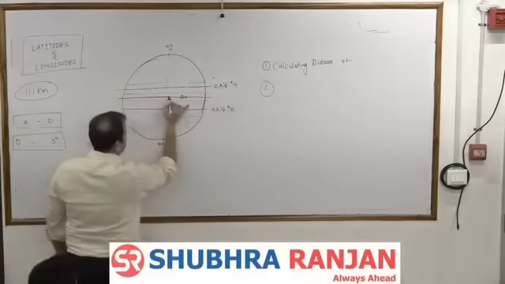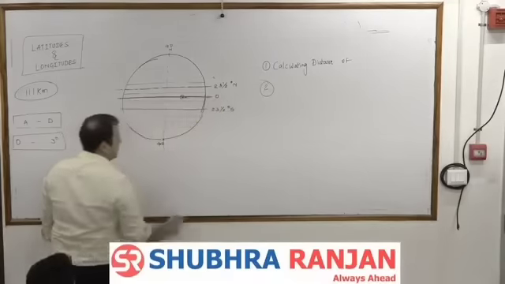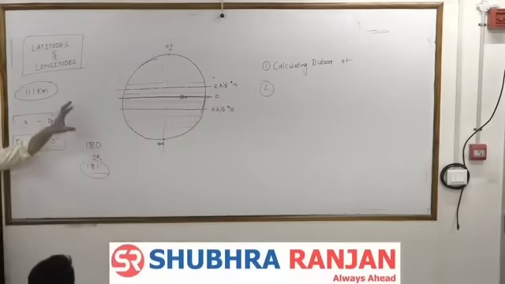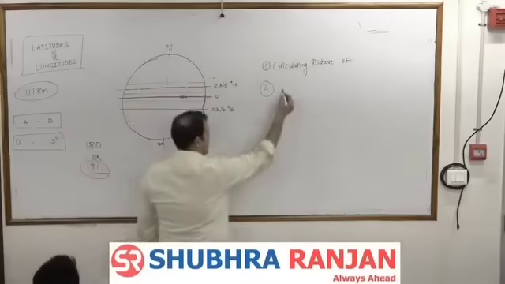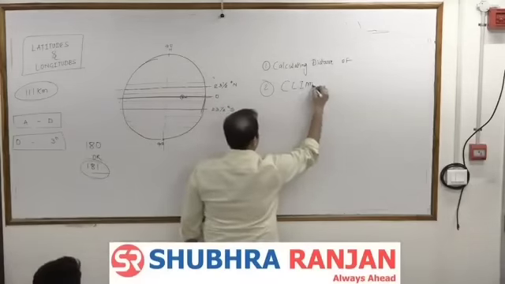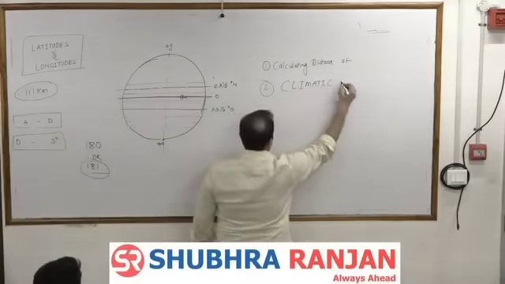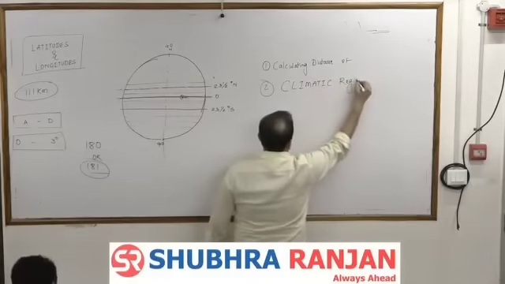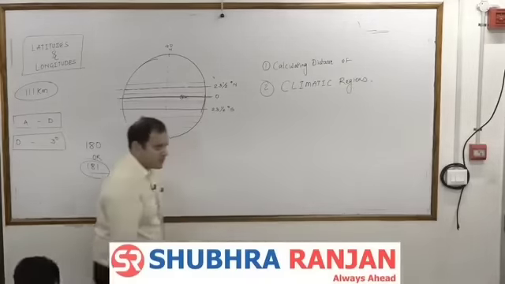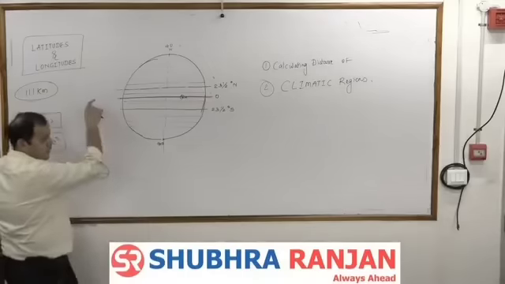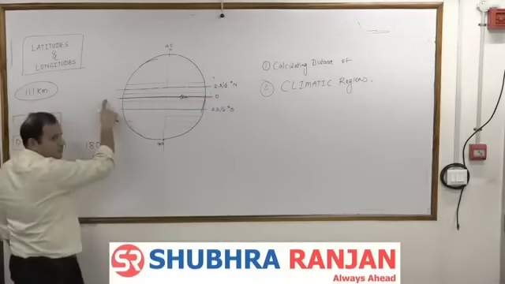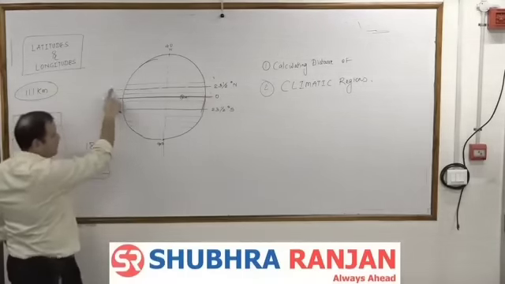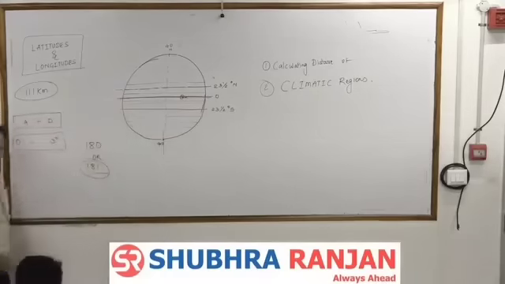Don't draw anything, first try to understand. Latitudes are important for determining the climatic regions. Fine. Why is it so? Because we have just seen the sun always goes between 0 to 23.5 degree north and 0 to 23.5 degree south.